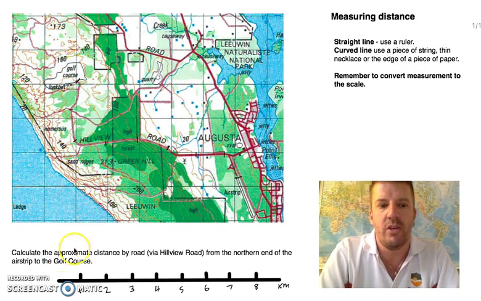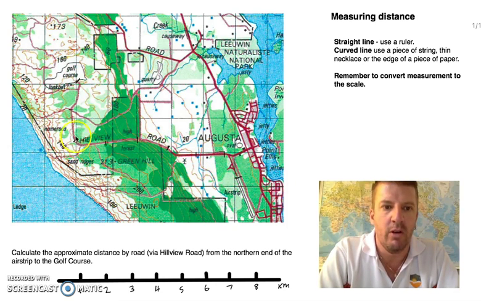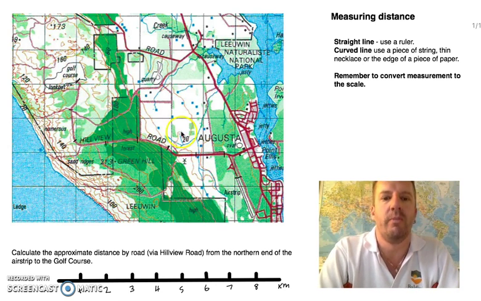So today's question is looking at calculating the approximate distance by road via Hillview Road. Here's Hillview Road here. From the northern end of the airstrip, here's the airstrip, and there's the northern end here, through to the golf course, and there's the golf course up here. So we're going to measure the distance along Hillview Road along here up to the golf course.